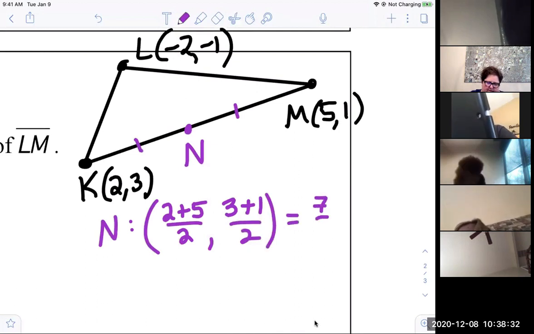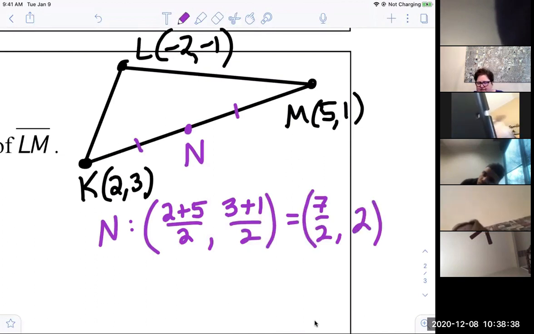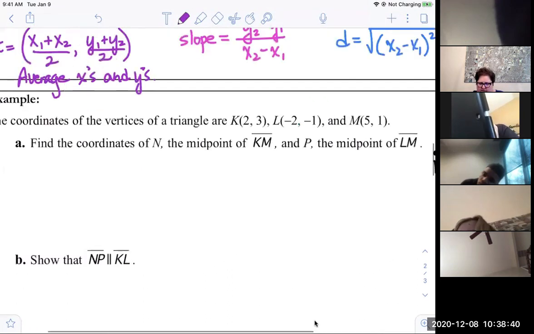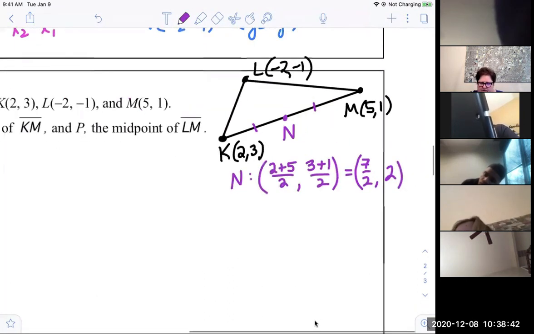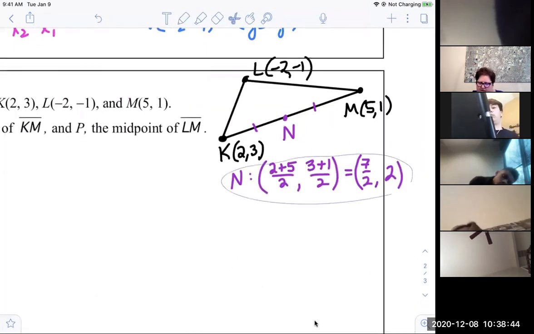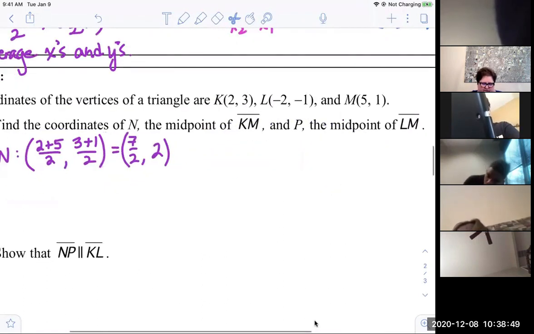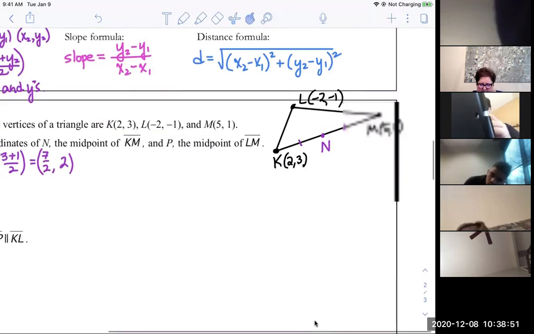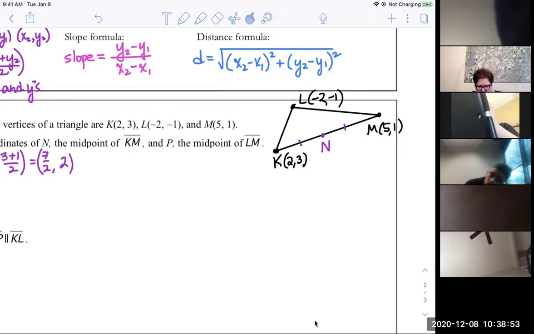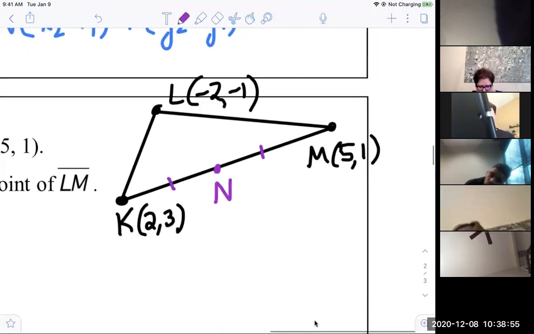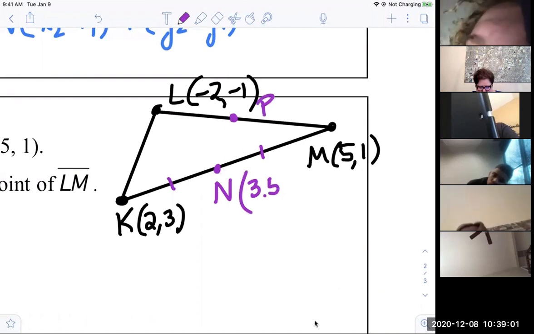So 7 halves and then 4 divided by 2 gives you 2. If you want to write that as 3.5, that's fine. Okay, so N is the point... Sorry, I'm going to drag that over here. Okay, so there's N. And then P is the midpoint of segment LM. So P is that point right there. I'm going to go ahead and put that's 3.5 comma 2 for N.